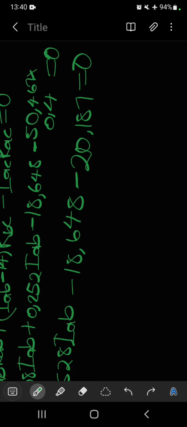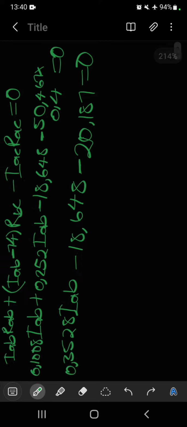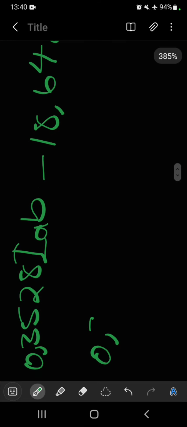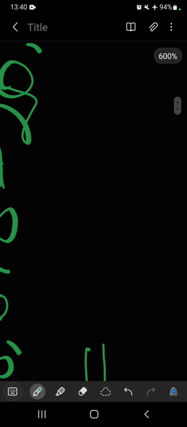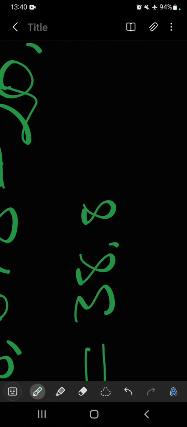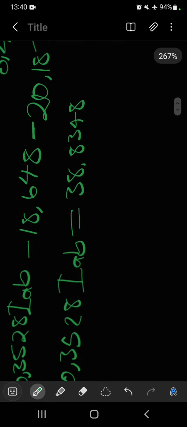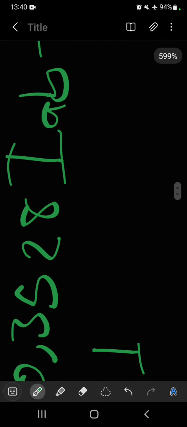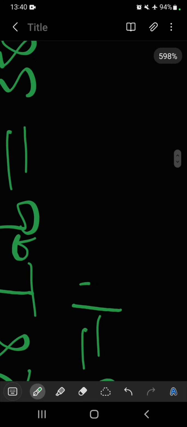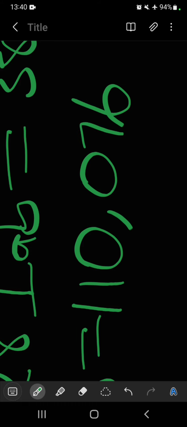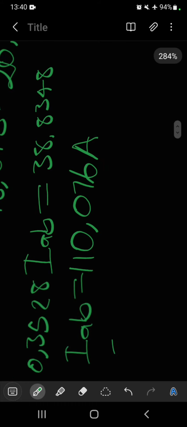That plus 18,648. That's 38. So we still have 0,3528 IAB is equal to 38,8348. So to find AB, we're simply going to divide by the coefficient of AB, meaning IAB is equal to the answer divided by 0,3528. That is 110,076 amps.